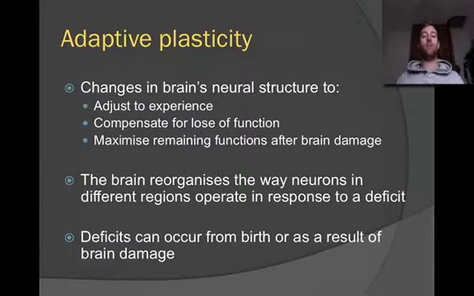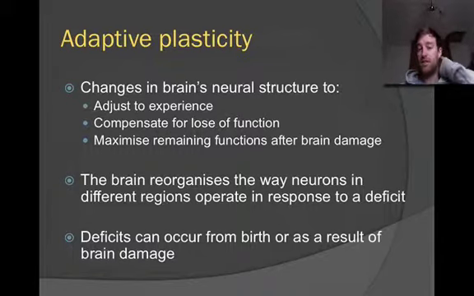Adaptive plasticity. Okay, so we have developmental plasticity, which is pretty easy to understand. Basically, adaptive plasticity is if something goes wrong in the brain, can other parts of the brain compensate? Can they make up for it? If there's damage to the brain, or if the brain has to be changed in some way.